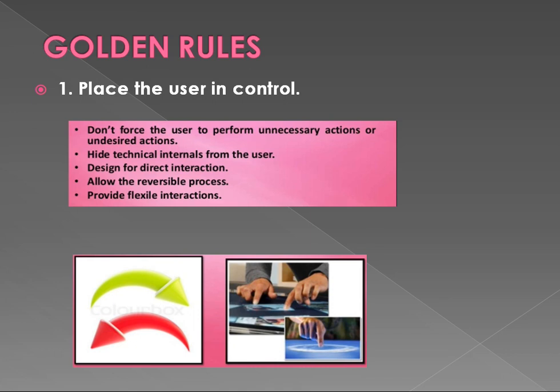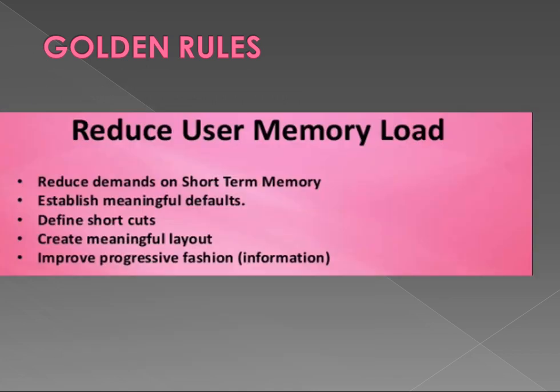We need to control the user. What are the things we need to expose? What are the things we need to hide? All those things come under the first important golden rule. We need to hide many technical internals from the user. Otherwise, if we expose the technical things, the user can change them, and if they change them, the complete operation will be destroyed. And it should be very flexible for the user. If it is not flexible, then he will get stuck at one point and think that this application is not useful for me.